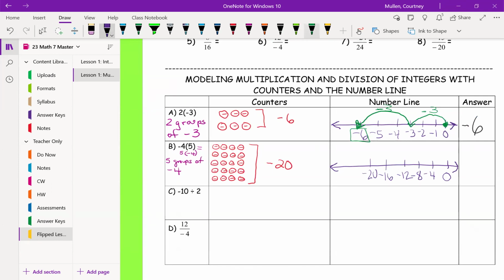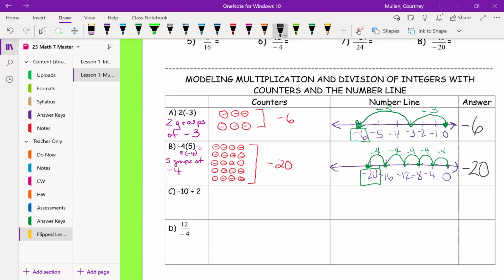And so let's make our groups. We need 5 groups, but we start at 0. Here's group 1. There's -4 in that group. Group 2. Group 3. Group 4. And group 5. Where did we ultimately end up? -20. That's right. So -4 times 5, or 5 times -4, is -20.